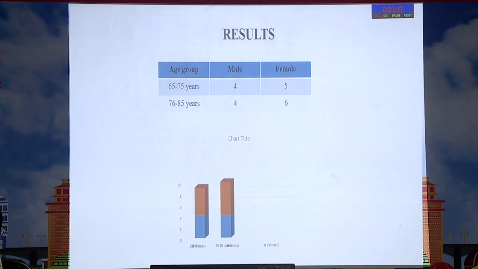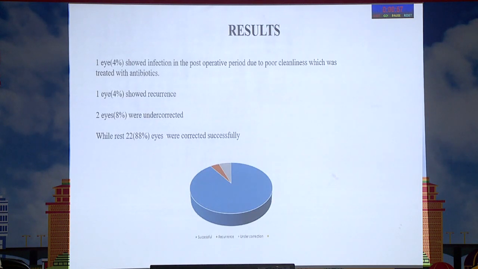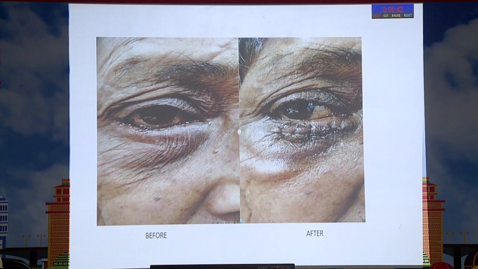So these are the results. In our study, we had 8 males and 11 females. So there was no significant gender predominance in cases of involutional entropion. The unilateral entropion was more as compared to the bilateral entropion. One eye showed infection in the post-operative period due to poor cleanliness, which was treated with antibiotics. One eye showed recurrence, 2 eyes were undercorrected, while the rest 22 eyes were corrected successfully. So this is the before and after image.